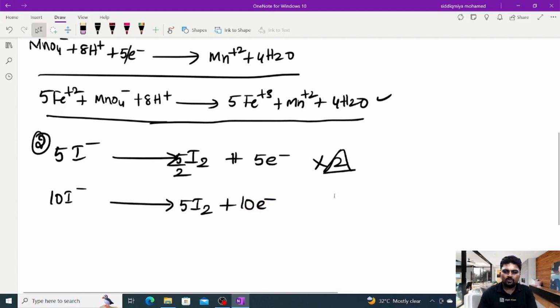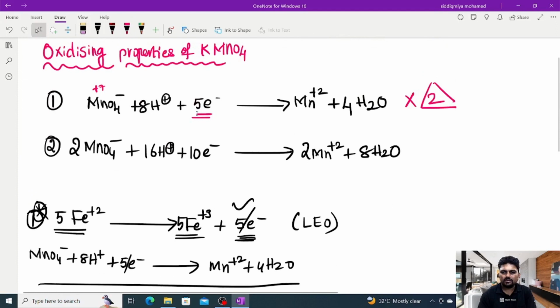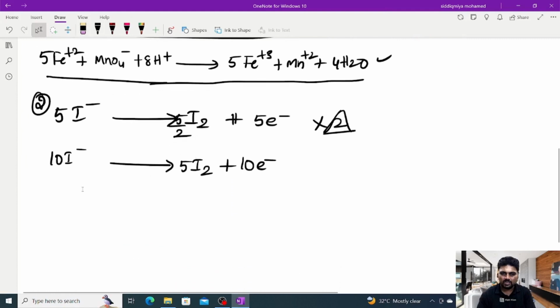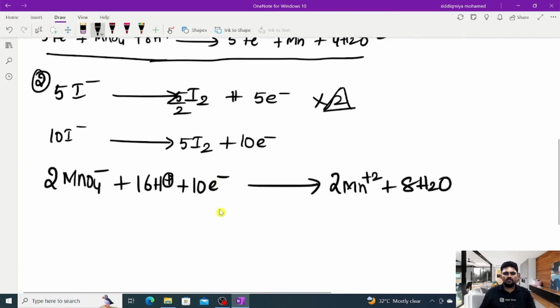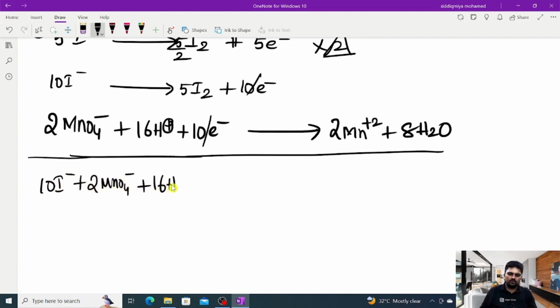In the first equation it is gaining 5 electrons, in the second equation it is gaining 10 electrons. So we will take the second equation, the one having 10 electrons. Now the electrons will get cancelled. So we have taken the second equation, and just add up these two equations. What will happen here? 10 electrons will get cancelled. So the reactants: 10 I minus plus 2 MnO4 minus plus 16 H plus will give you 5 I2 and 2 Mn2+ and 8 H2O.